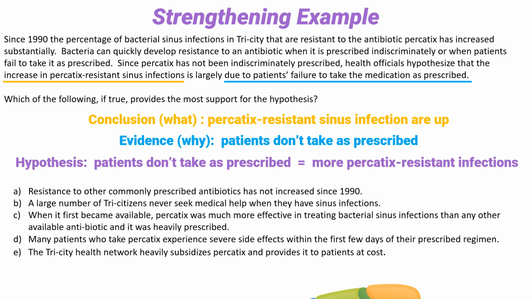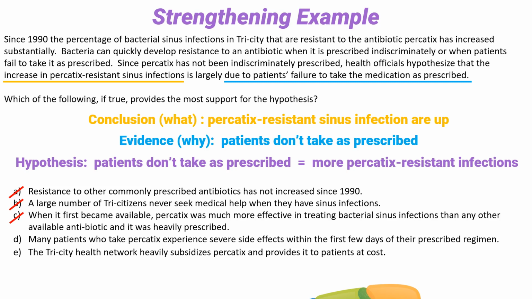Okay, let's check out the answer choices. Well, A is out. We don't care about other antibiotics. The argument is very specifically about percatix. What about B? Well, B is out too. We're looking for a reason why patients aren't taking percatix as prescribed, and B doesn't offer us one. What about C? Well, C is out. C at least mentions percatix, but it doesn't give us a reason why a patient wouldn't use it as prescribed.